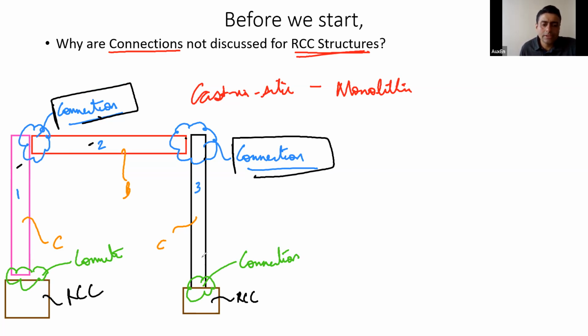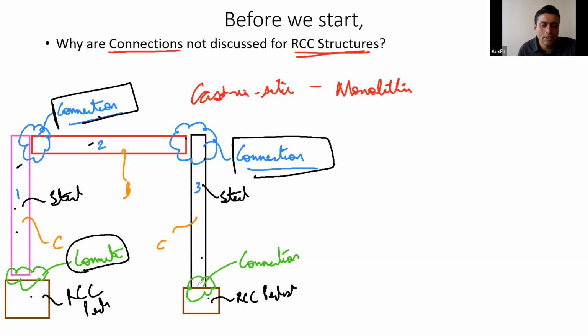But between 3 and RCC, and between 1 and RCC, what was the difference? This was steel and this was an RCC pedestal. So these were two different materials altogether, and over here also I had to provide a connection. Similarly, member number 3 was steel, again supported by an RCC pedestal, so over here also I had to provide a connection.